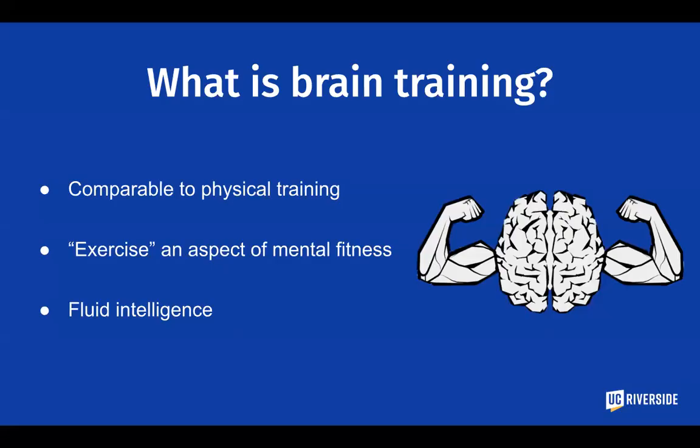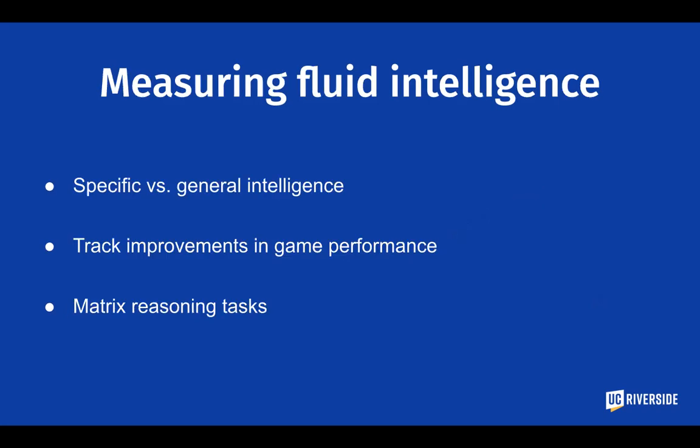So what is brain training? Brain training is pretty comparable to physical training as far as the way that you can repeatedly do some sort of exercise to get stronger, to improve your overall strength. You can also work on certain aspects of mental fitness, pretty much by performing particular brain training tasks. One aspect of mental fitness that we can improve is fluid intelligence. And fluid intelligence is pretty much defined as the ability to solve new problems without referring to prior experiences. And that's what my project sort of focused on testing.